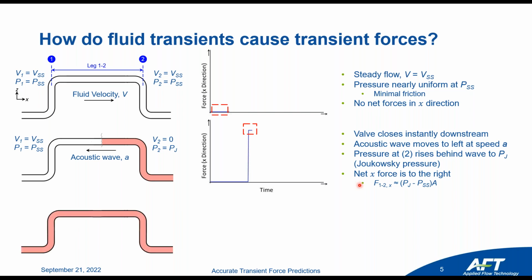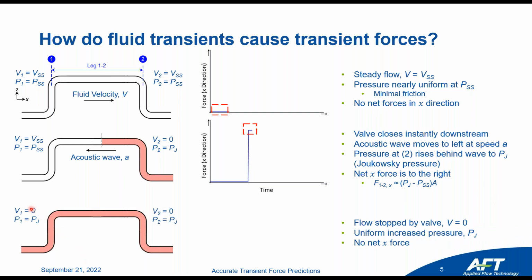If you wait a little bit longer, the wave is going to progress all the way through these 2 elbows, and it's going to progress all the way down. When you're at this point right here, the velocity has stopped everywhere inside the piping because the valve has closed, it's 0. But at this point in time, the pressure is all high, at the Joukowsky pressure. So even though the pressure is high, the flow has stopped, it's a uniform increased pressure, and there's no net force in the x direction.